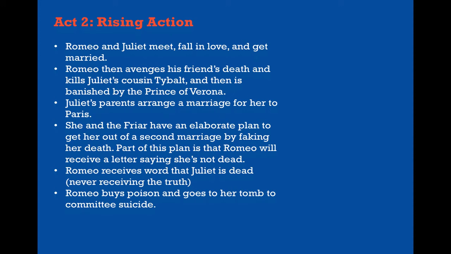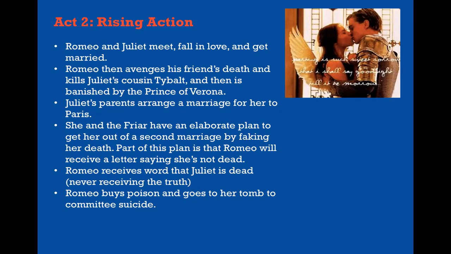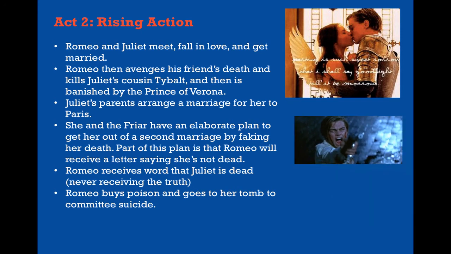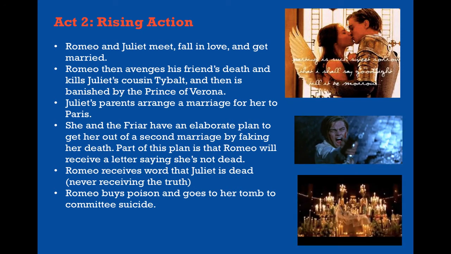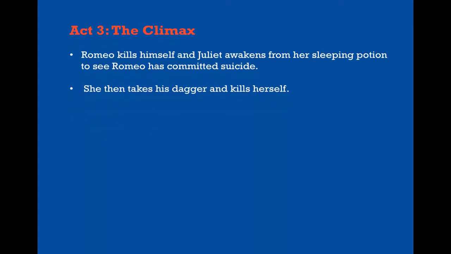Romeo receives word that Juliet is dead and never actually hears the truth. He buys poison and goes to her tomb to commit suicide. Then in Act 3 we have the climax, where Romeo kills himself and Juliet awakens from her sleeping potion to see that Romeo has committed suicide. She then takes his dagger and she kills herself.